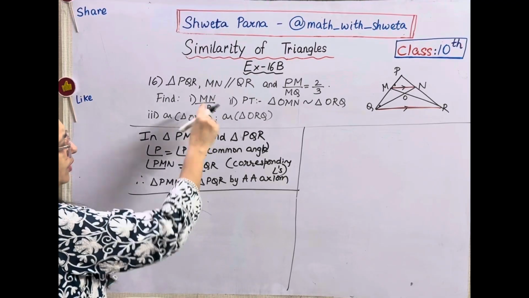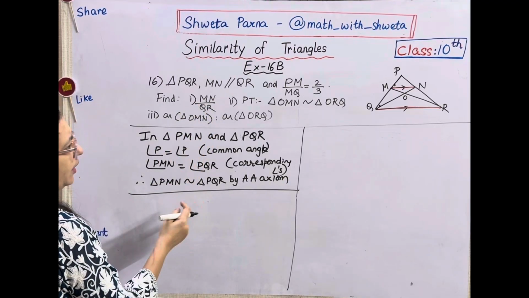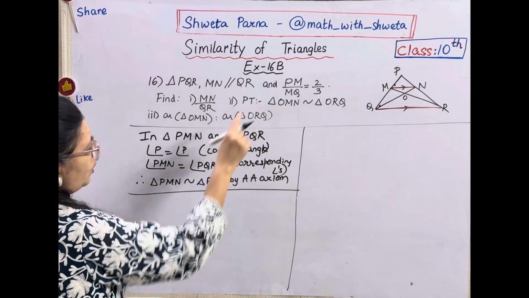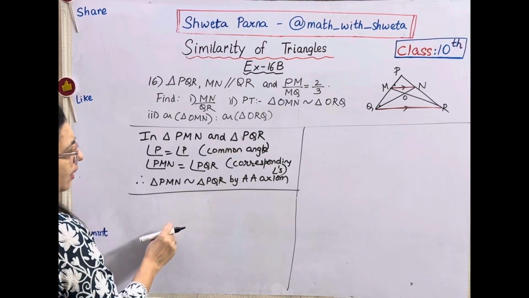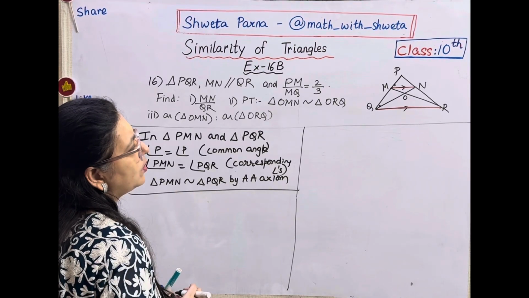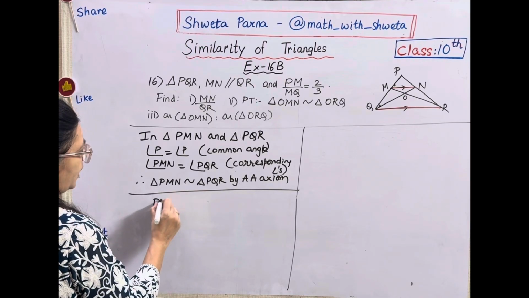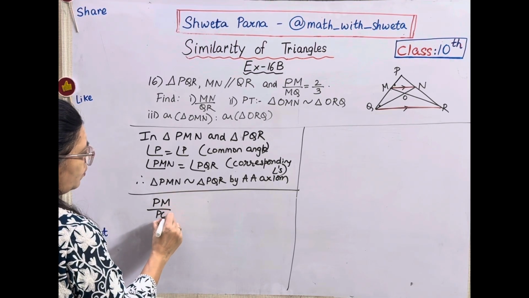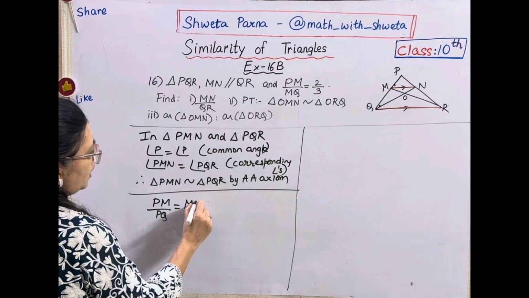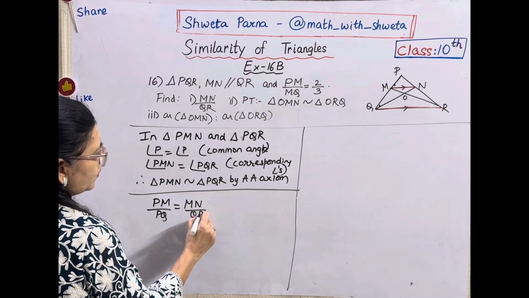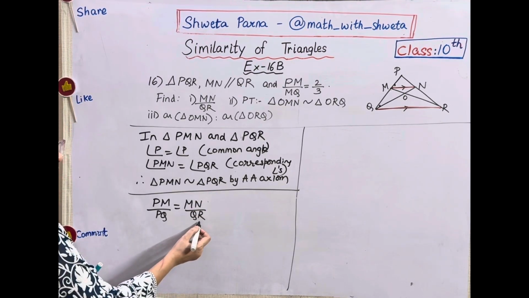What do you want? MN is to QR. So let's find it. What information is given to you? PM and MQ are given to you. Okay, so let's do this. PM upon PQ is equal to MN upon QR. Correct? You have to find the value of this.